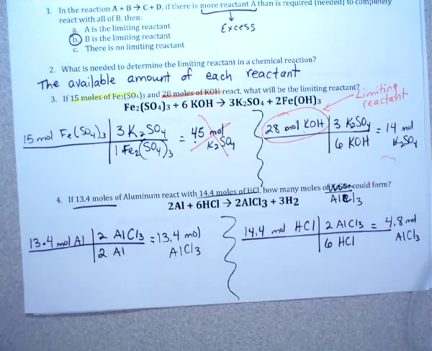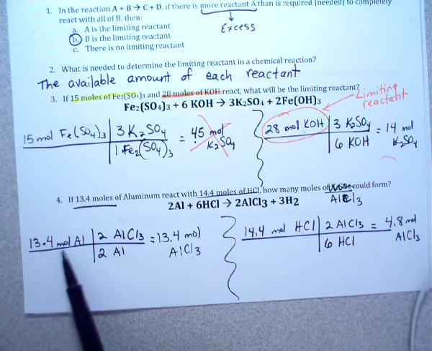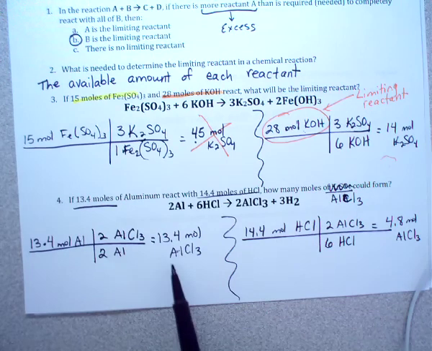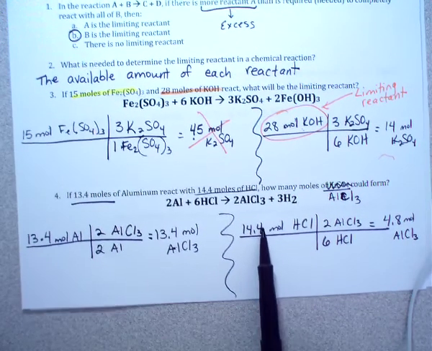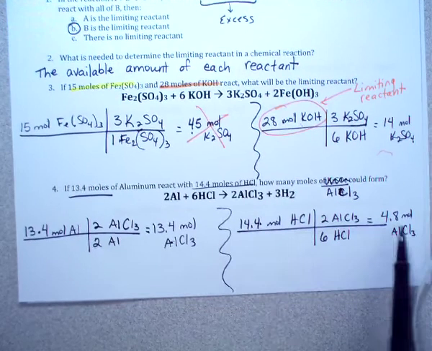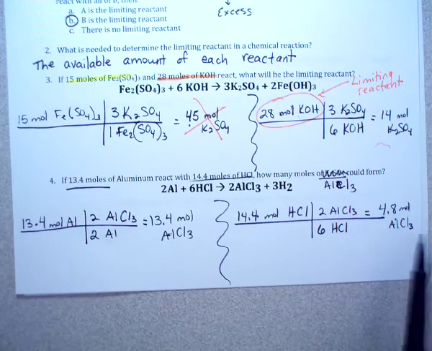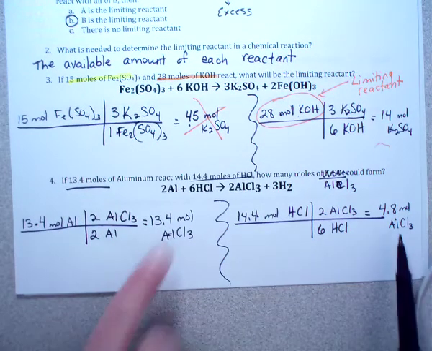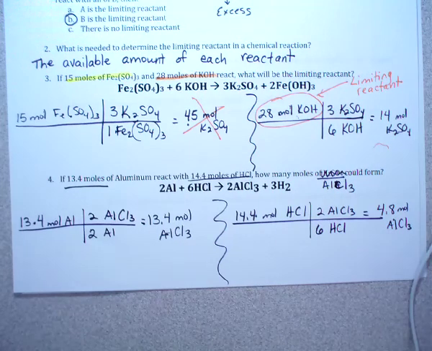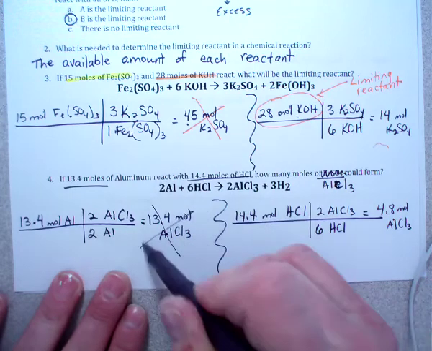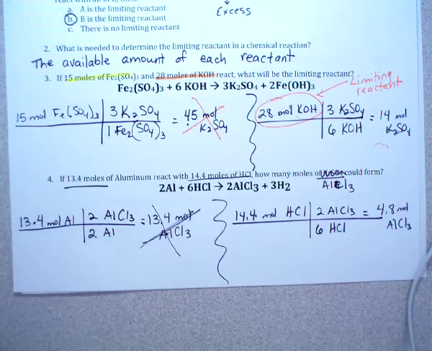So here's what I've solved. 13.4 moles of aluminum would make 13.4 moles of aluminum chloride. 14.4 moles of HCl would make 4.8 moles of AlCl3. You want to compare your two numbers, your two answers, and the answer that's the smallest number is really the most that you could make. I don't have enough to make 13.4 moles. I only have enough to make the 4.8.